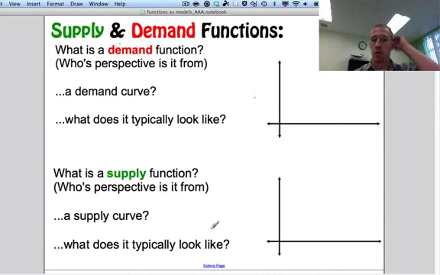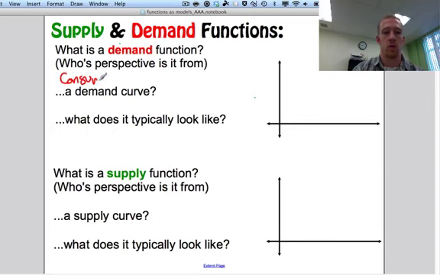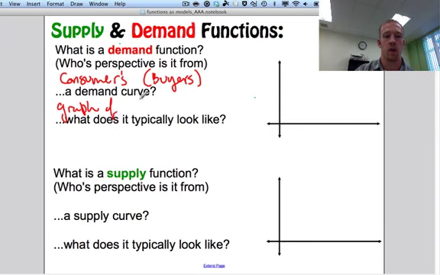These are important functions too. So what is a demand function? It's based on the consumer's perspective, all right, or the buyer's perspective. And it basically says the demand curve is just the graph of that model.